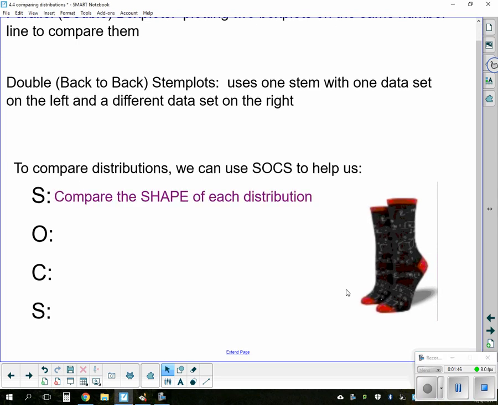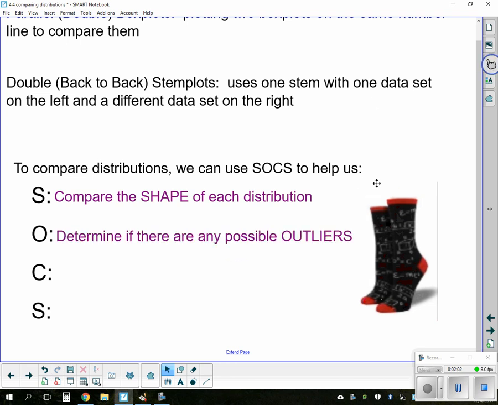First thing you're going to want to do, fill this in, pause as needed. Compare the shape of each distribution. So our first S stands for shape. When we're talking about shape, usually we're talking about, is it skewed? Is it symmetric? That gives you the shape of it.